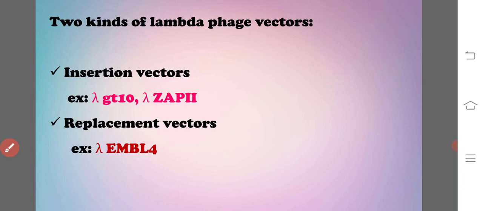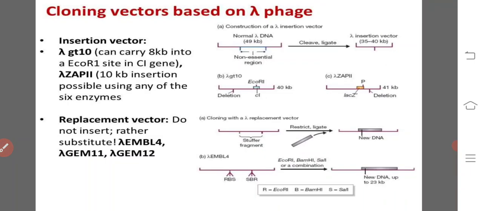In insertion vectors, lambda gt10 can carry an 8 kb fragment into the E. coli EcoRI site in the cI gene. Lambda ZAP II allows 10 kb insertion using any of the 6 enzymes. This is the insertion. Whereas the replacement vectors do not insert, rather they substitute: lambda EMBL4, lambda GEM11, lambda GEM12.